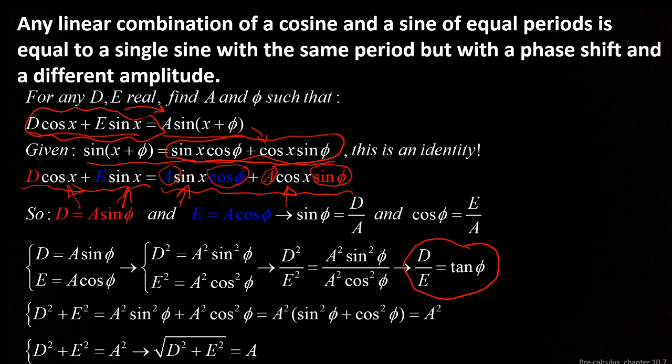Plus the fact that we know that if you square this and square this and add them, we end up with a squared. So that means d squared plus e squared is a squared. So a is given by this formula, and phi is given by this formula. If we do that, then we can convert something like this to something like this and solve it.